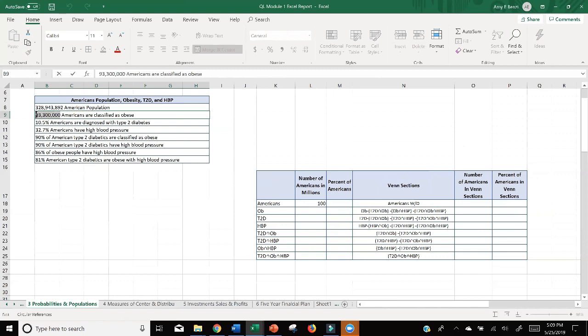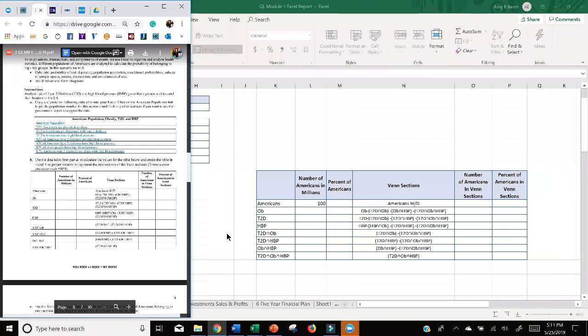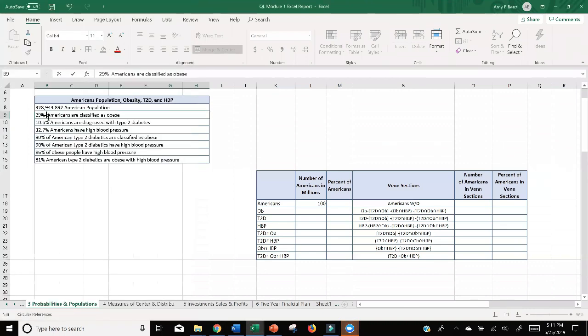So this number right here is actually supposed to say 29%. And I think I have a little typo there, so I'm going to have to go back in and fix that on your page, because that does come out to be 29% of Americans. I'm actually going to pause the video and fix that now. All right, easy fix. So now it does say 29% on your document that you're looking at today. So here we have our 29% of Americans are classified as obese.